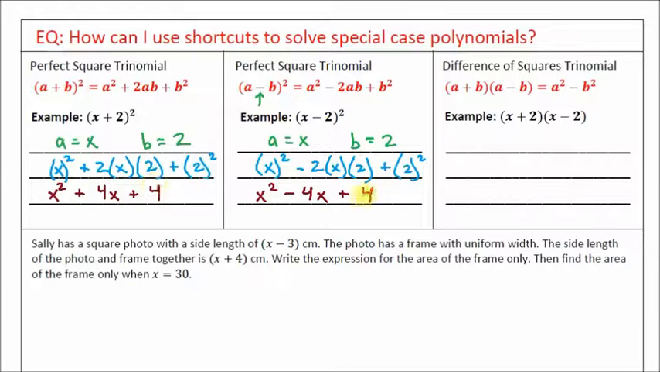They're basically identical in solution, except for if this is a plus, this second term becomes a plus. If this is a minus, the second term becomes a minus. Last one, called difference of squares.